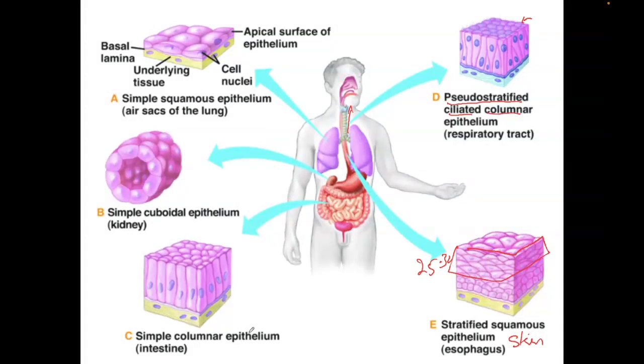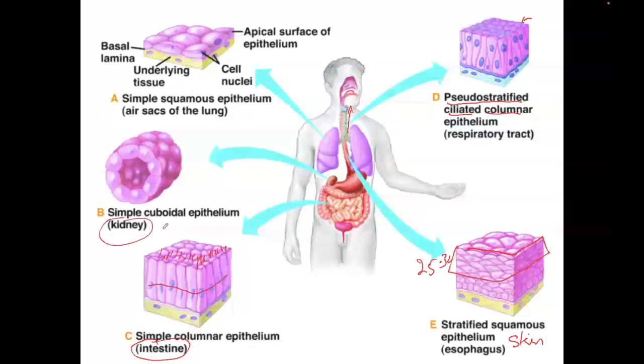Okay. Simple columnar epithelium. These nuclei are at one level. These are column shaped. We'll find these in the intestine. And you may have little hairs here as well. You can have cilia as well.